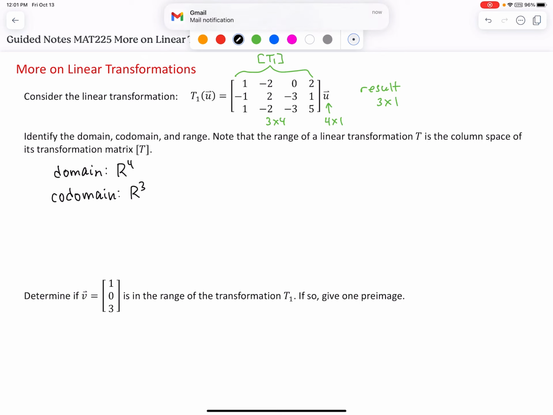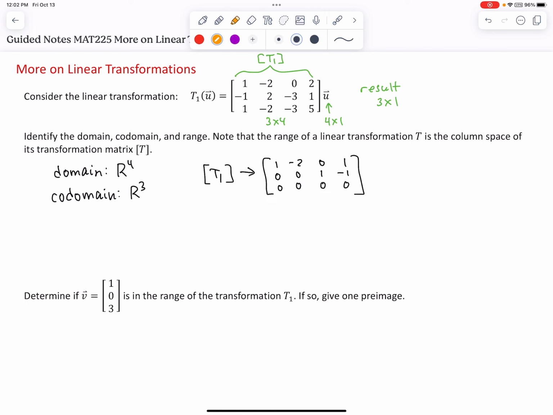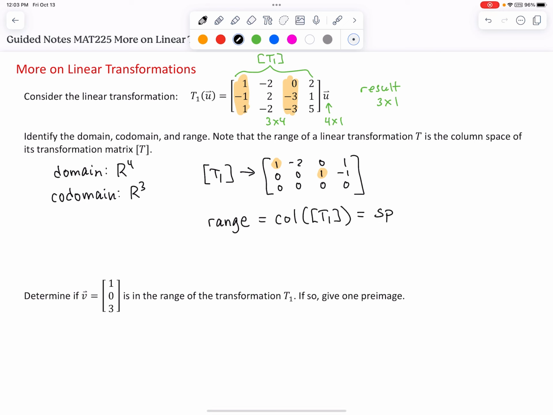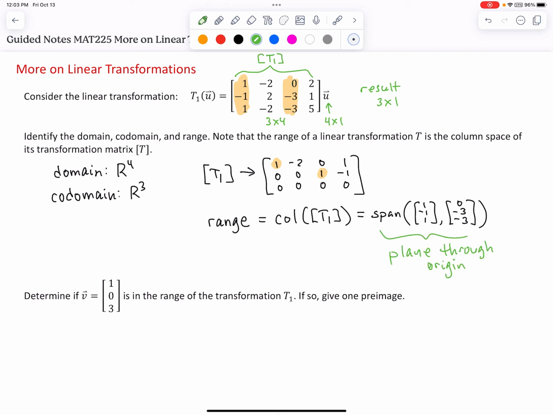Now we need to find a basis for the column space of this standard matrix. Using technology, we can put the standard matrix in reduced row echelon form, and we get the following. We see that there are pivots in the first column and in the third column. Therefore, a basis for the column space will be the first column and the third column of the original matrix. And the range is simply equal to the column space, which will be equal to the span of the first and third columns of the standard matrix. Well, the span of two three-dimensional vectors will be a plane through the origin. So we know that that will not be the entire R3 space.